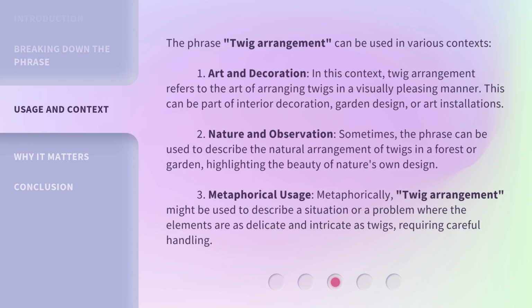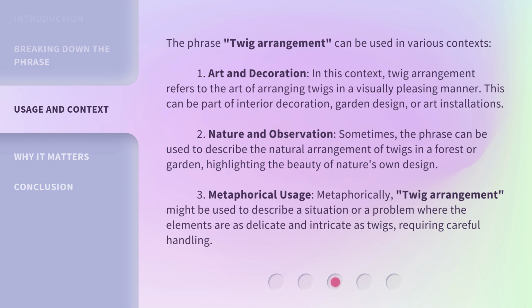The phrase twig arrangement can be used in various contexts. 1. Art and decoration. In this context, twig arrangement refers to the art of arranging twigs in a visually pleasing manner. This can be part of interior decoration, garden design, or art installations.